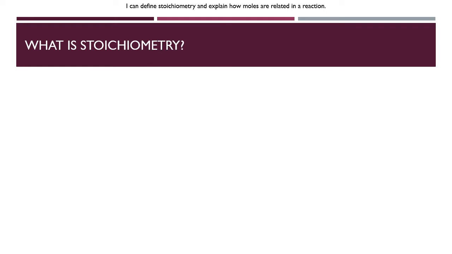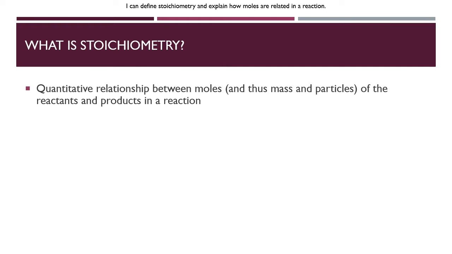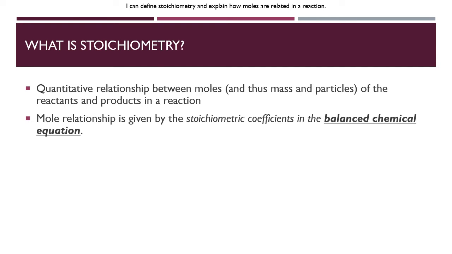So what is stoichiometry? If you want a textbook definition, you might see something like this. It is the quantitative relationship between moles, and thus mass and particles, of the reactants and products in a reaction. So the question becomes, where do we get these quantitative relationships between moles?